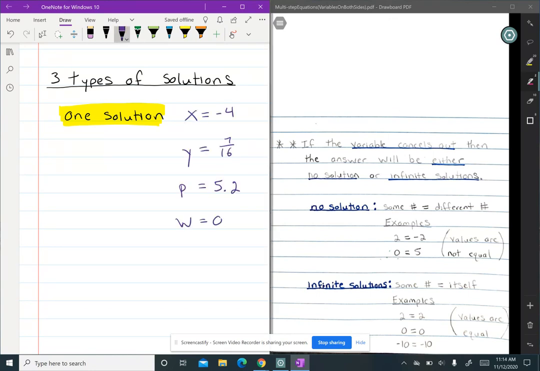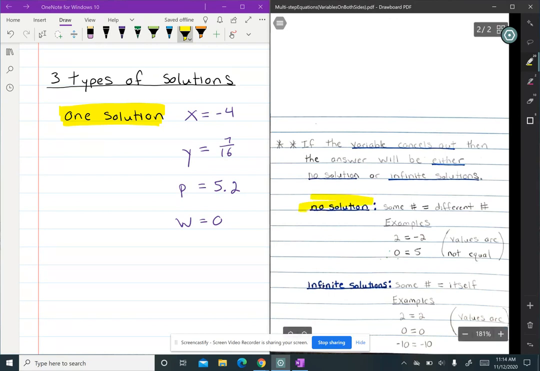So some possible solutions that you could get when you have one solution are x equals -4, y equals 7/16, p equals 5.2, or even w equals 0, because 0 is an integer. Now, another type of solution that we could get is no solution. And what that means is that the two expressions on either side of your equal sign are not equal or will never be equal. And so if you solve it completely, essentially your variable will disappear and you'll be left with two numbers that are not equal to each other.